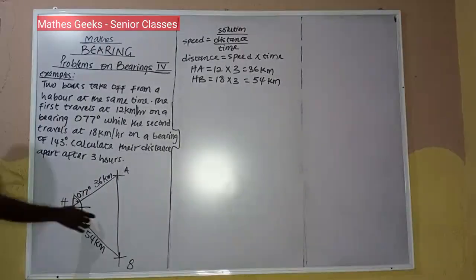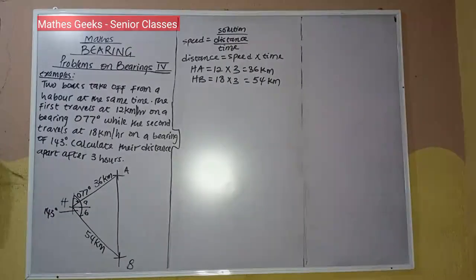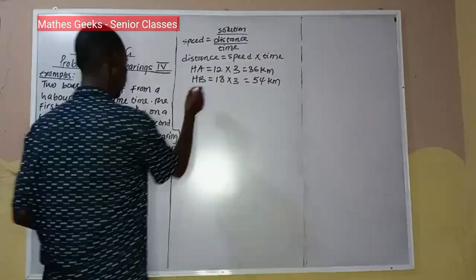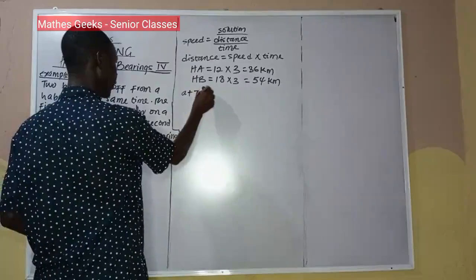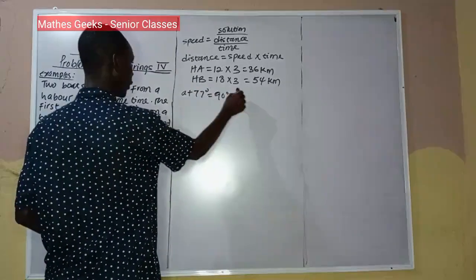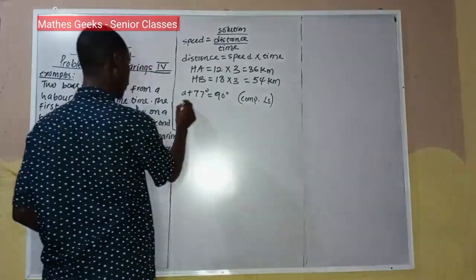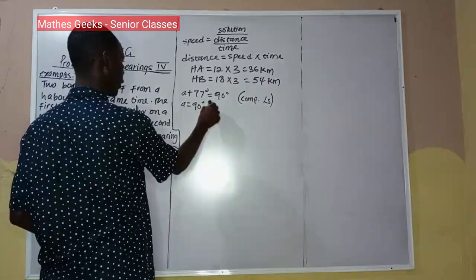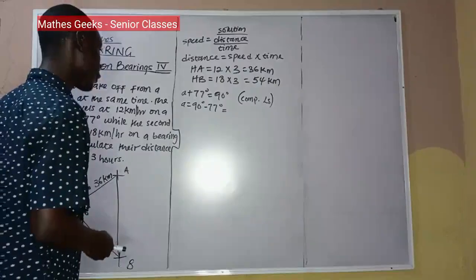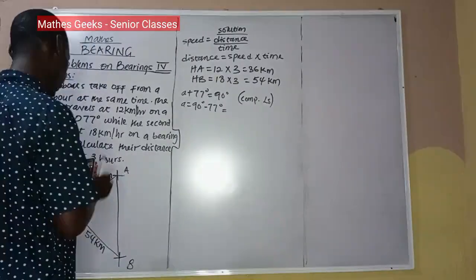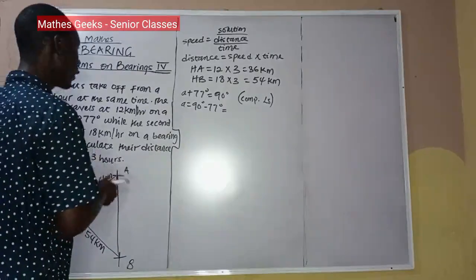And then we should get this angle. So this is A, and this is B. So angle A plus 77 degrees is equal to 90 degrees, because they are complementary angles. So A is equal to 90 degrees minus 77 degrees. That will give us 13 degrees.